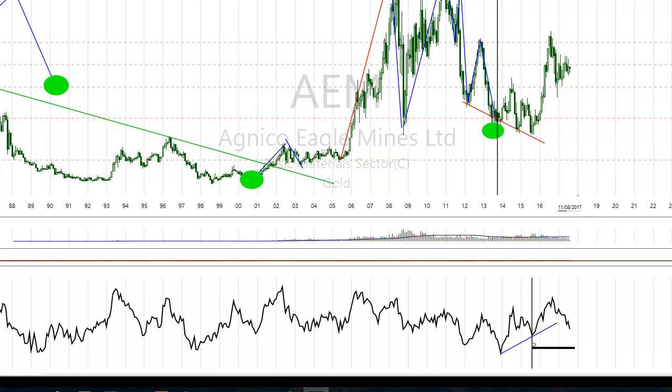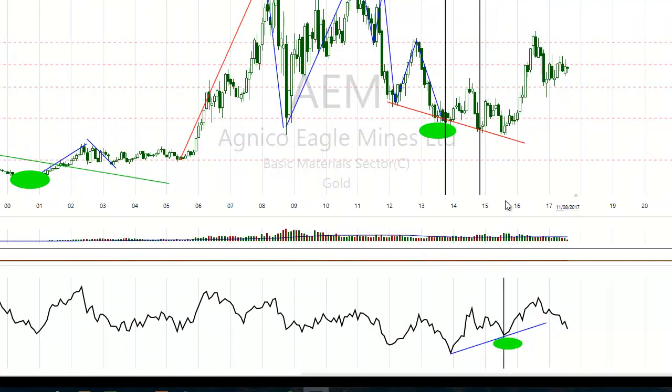At this point where I place my vertical line, the price was forming a lower low, indicating to us that we have a bullish divergence. So the bullish divergence did not take place here, but in fact has taken place right here. All right, so this one here is a reliable bullish RSI divergence.